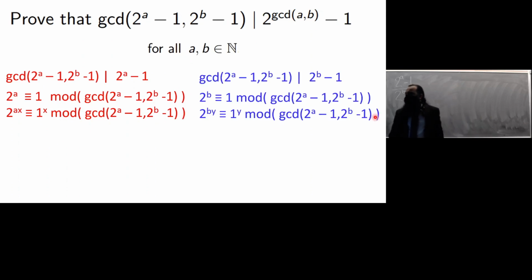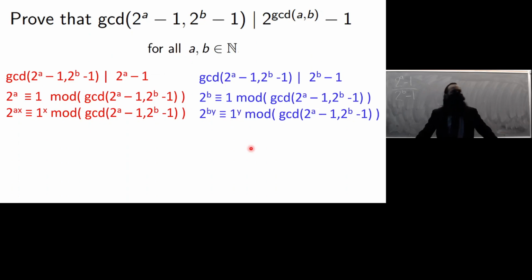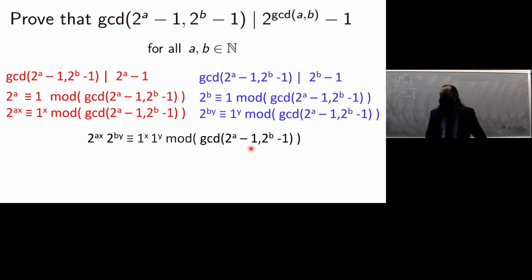We can do the exact same thing for 2 to the b minus 1, because GCD of 2 to the a minus 1 and 2 to the b minus 1, it divides 2 to the a minus 1 and it divides 2 to the b minus 1. So we have the exact same thing for 2 to the b minus 1. And we've just used a y instead of an x. There's a reason for that. We could have raised both sides to the power x, but I raised both sides to the power of y, because now I can multiply 2 to the ax and 2 to the bx, and multiply 1 to the x and 1 to the y.